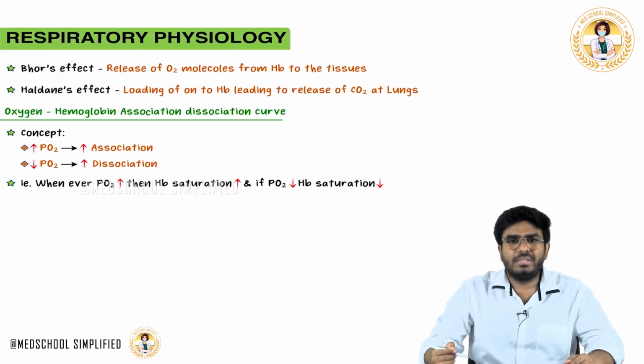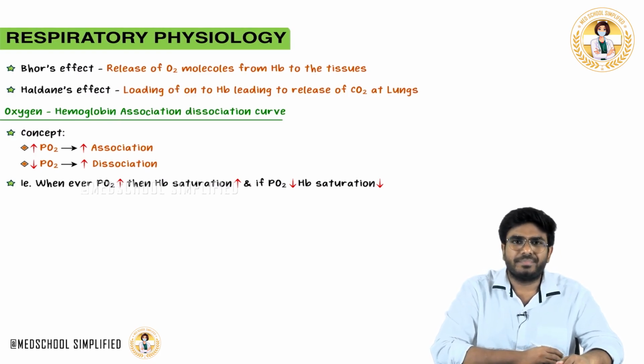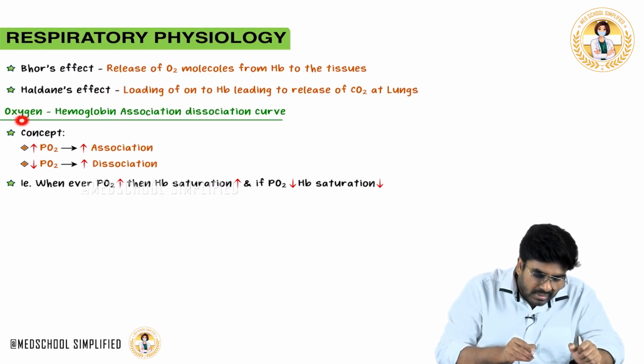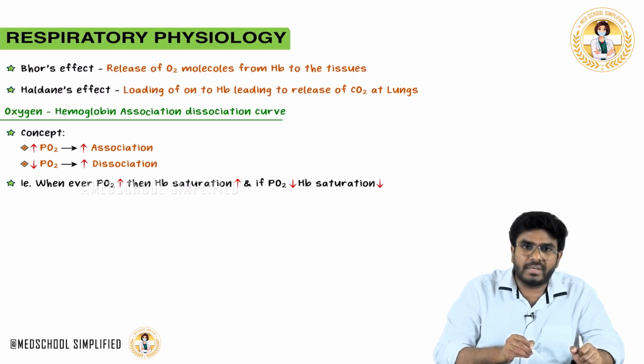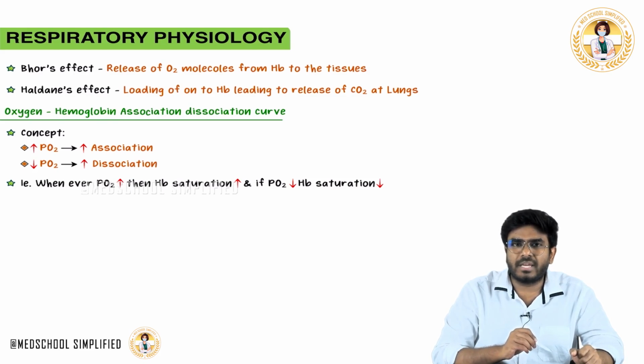Welcome back, guys. Now in this video let's discuss oxygen hemoglobin association dissociation curves. Sometimes oxygen is getting associated with the hemoglobin and sometimes oxygen is getting dissociated from the hemoglobin.